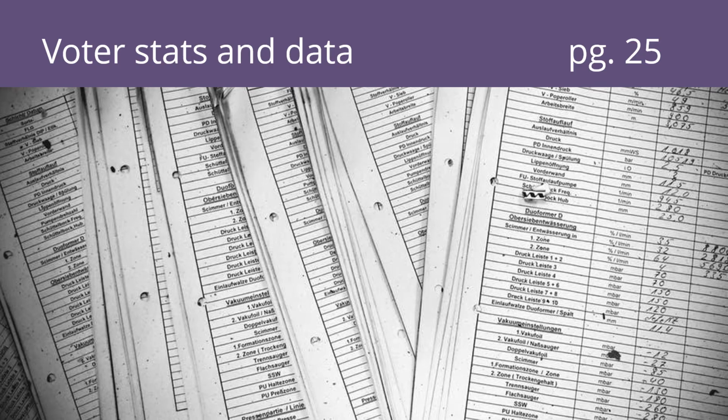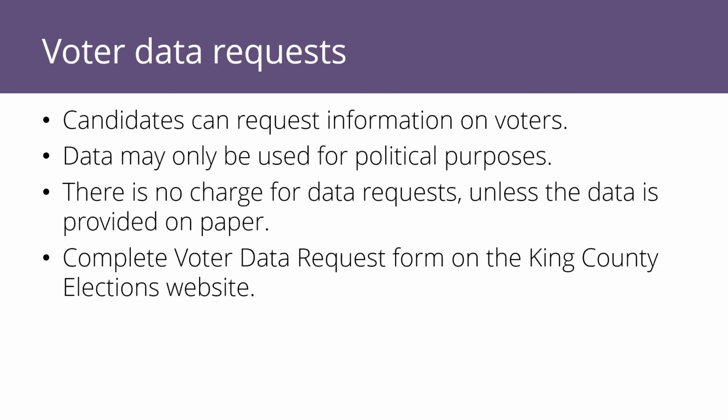Voter statistics and data. Candidates can request voter data information, such as a walking list for door-to-door campaigning, or voter history. This data may only be used for political purposes, and there is no charge for requests fulfilled electronically. The voter request form is available on the King County Elections website.